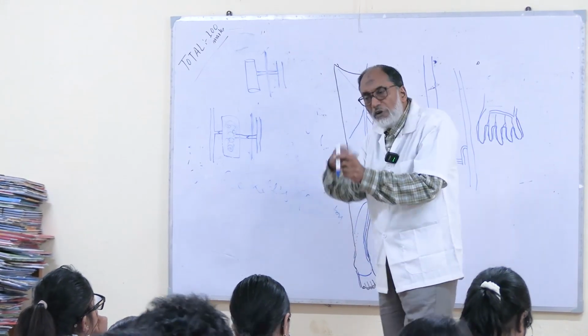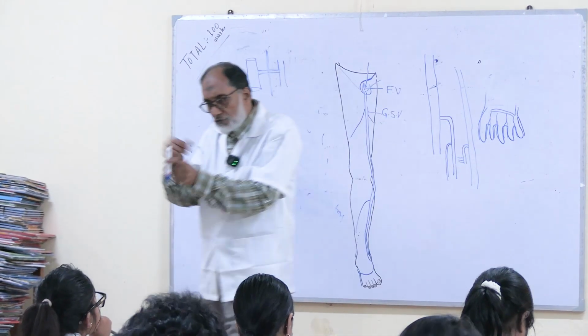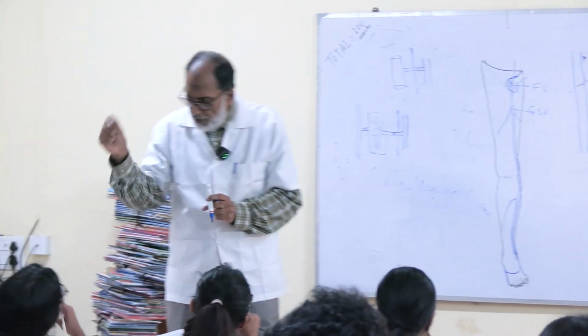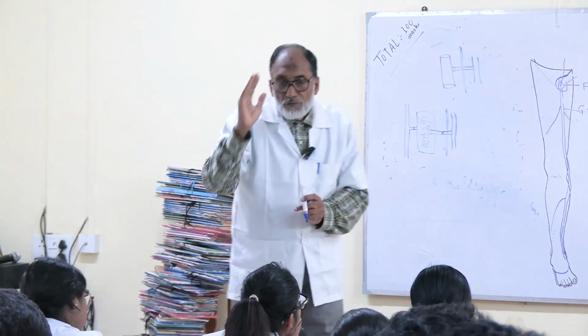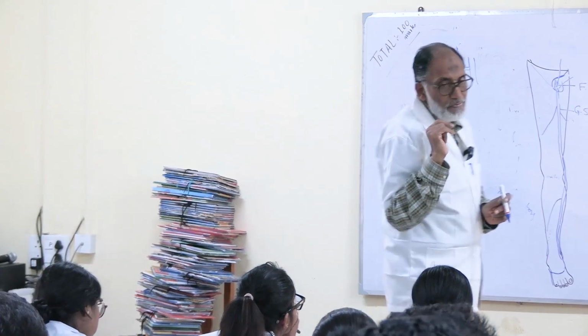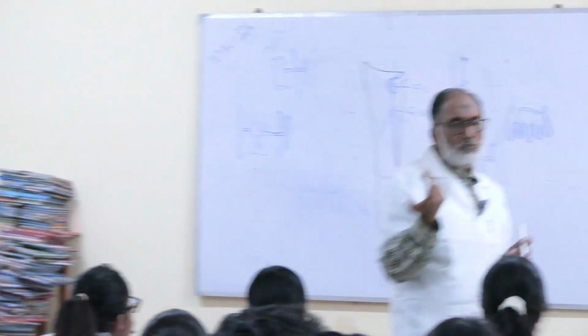So when you try to do venesection, you should keep in mind that there is a saphenous nerve. So you should try to save the saphenous nerve. What will happen if the saphenous nerve is tied off? What will happen?